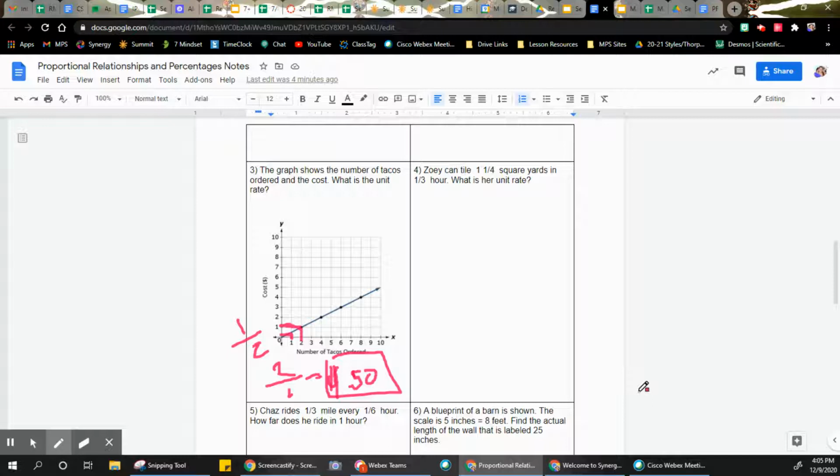Number 4 says Zoe can tile 1 1/4 square yards in 1/3 of an hour. What is her unit rate? So let's do that. 1 1/4 is how much she can tile in 1/3 of an hour. So we know her unit rate, so that's how many square yards can she do in an hour? So then we're going to say x over 1. Okay? I'm going to do 1/3 times x is 1/3 x equals 1 times 1 1/4.